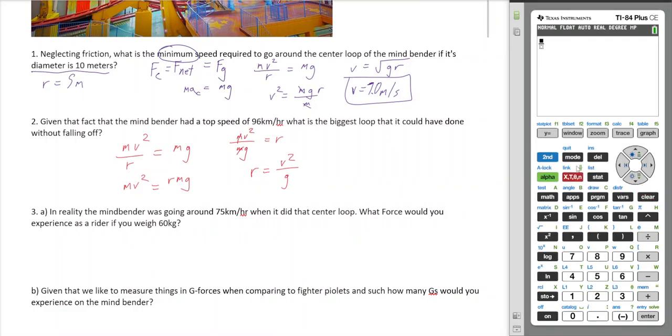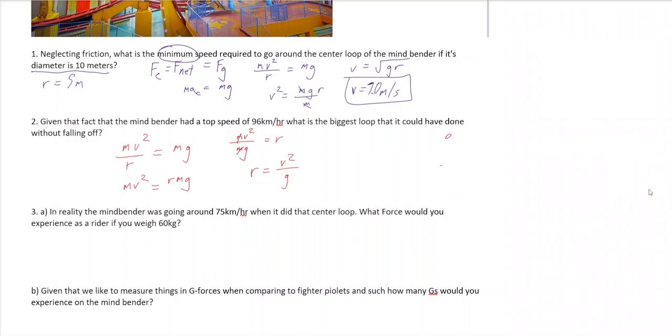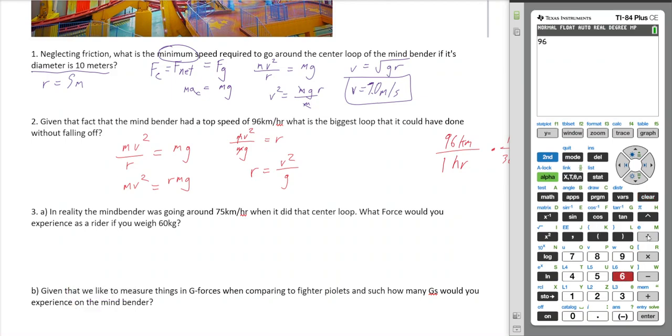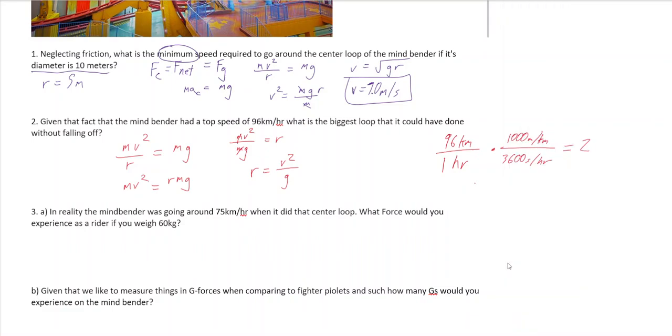So now we can solve for that by plugging in, oh, but we can't plug in 96. It's 96 kilometers per hour. So we need to multiply that by 1,000 meters per kilometer and divide by 3,600 seconds per hour. So really we're dividing by 3.6. So that'll be 96 divided by 3.6, which is 26.66 repeating meters per second.